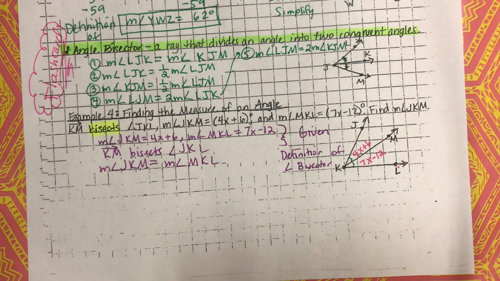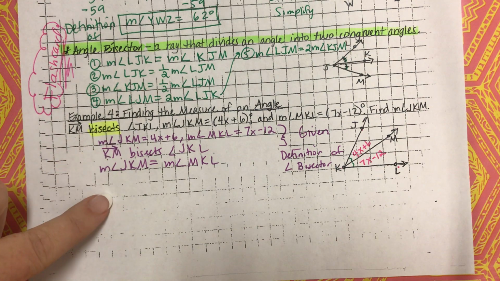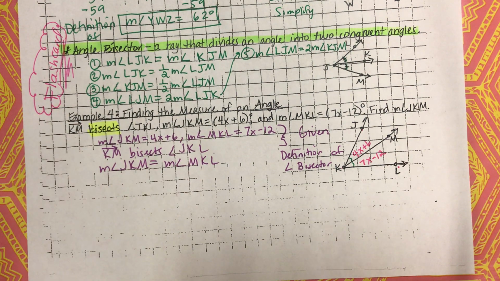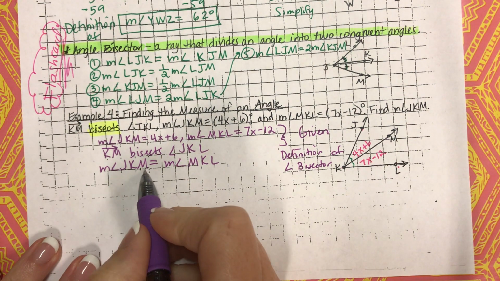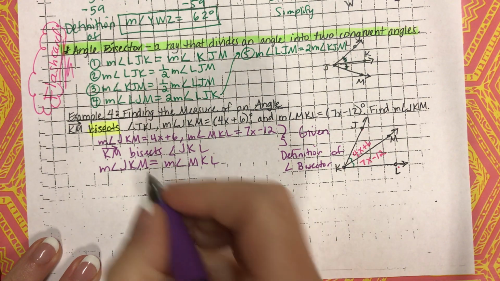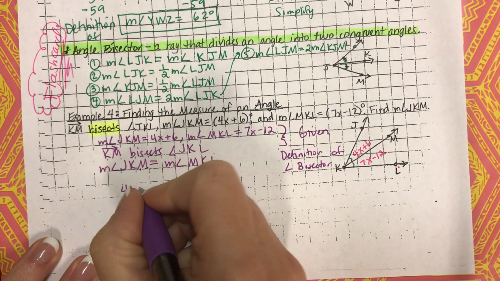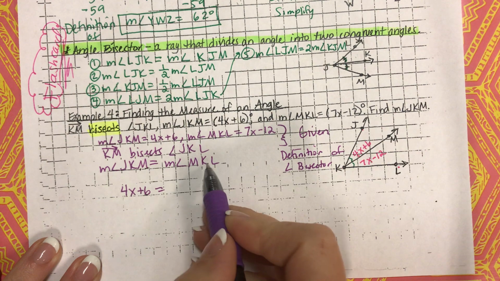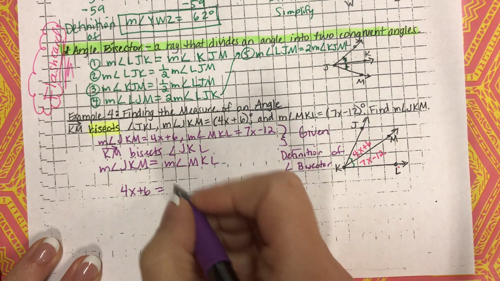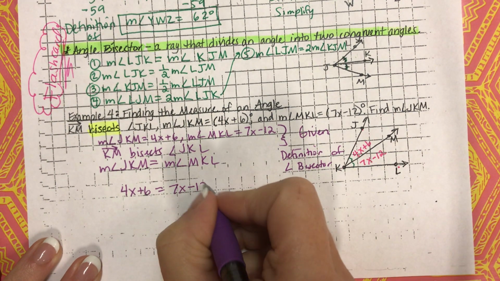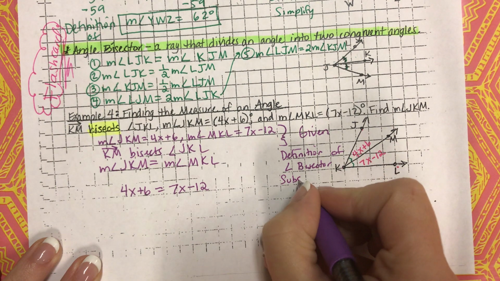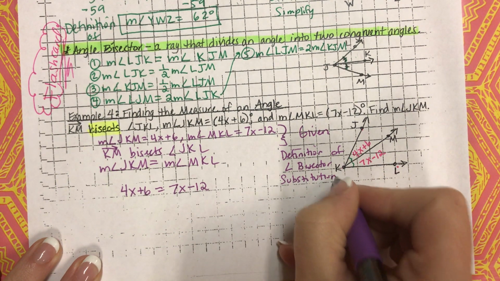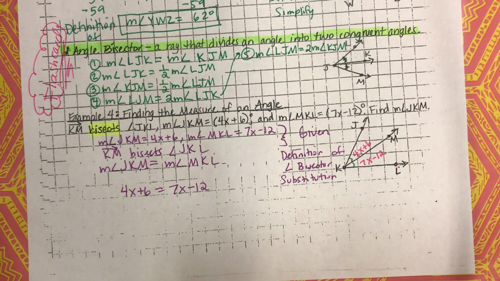So we have our formula. Now we're just going to do substitution and substitute those values into our formula. So JKM is the same thing as 4x plus 6. So I'm going to write 4x plus 6 equals MKL, which is the same thing as 7x minus 12. Okay, so that's substitution.